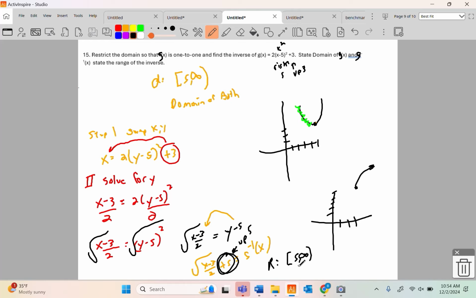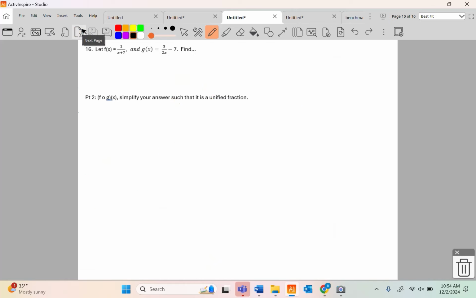And then we have one more to go. Number 16. Let f of x be 1 over x plus 7 and g of x be 3 over 2x minus 7. Find the domain of f of g of x.